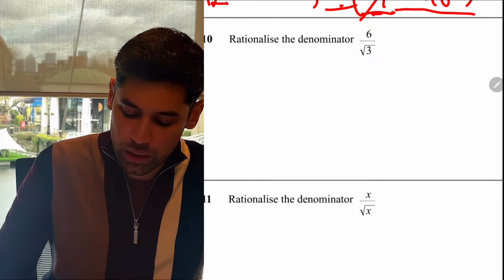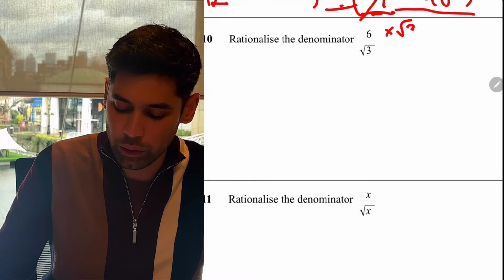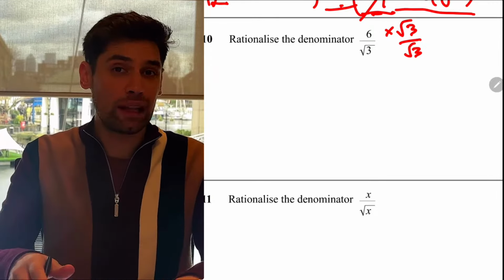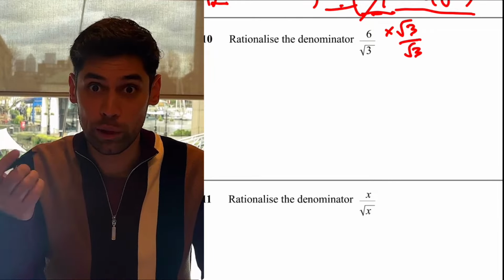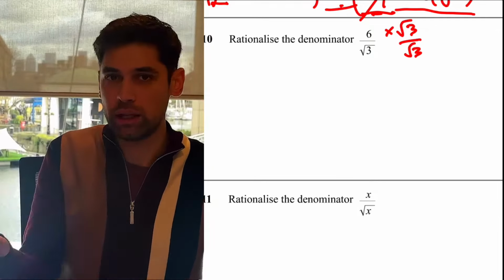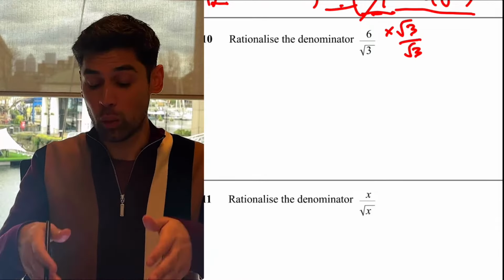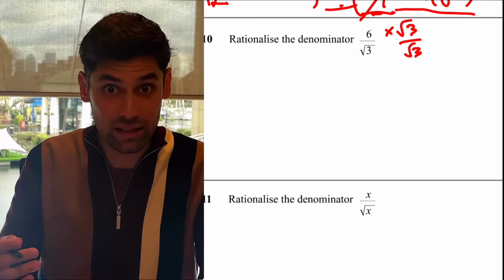So we're going to times 6 over root 3 by root 3 over root 3. Now this is going to change the way it looks, but it's not going to change the value because root 3 over root 3 equals 1. When you have a number that's over itself, it just equals 1. 5 over 5 is 1, 10 over 10 is 1. Root 3 over root 3 is 1. So we are only timesing this fraction by 1, so it stays the same value.